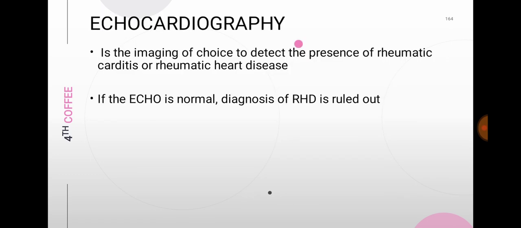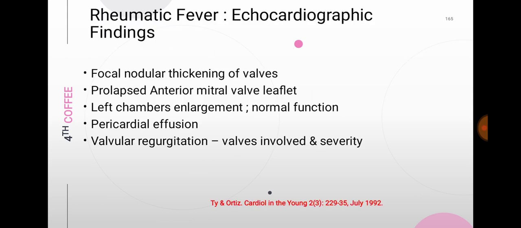So echocardiography is the main imaging of choice in the presence of RHD. Again, if you have echo findings of RHD, that's RHD, even without the symptoms. No echo findings, that's not RHD. Okay? So what are the findings? You have thickening of the valves, particularly your mitral valves, your anterior mitral valve defect. There's enlargement of your left chambers. There's pericardial effusion. Some have valvular involvement. It depends on the severity and the involved valve.